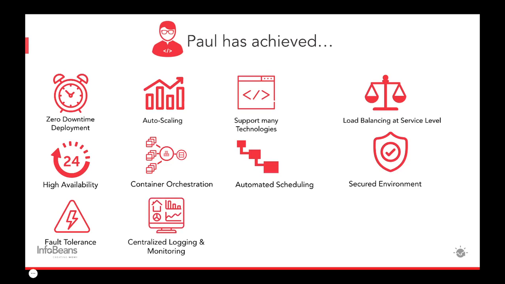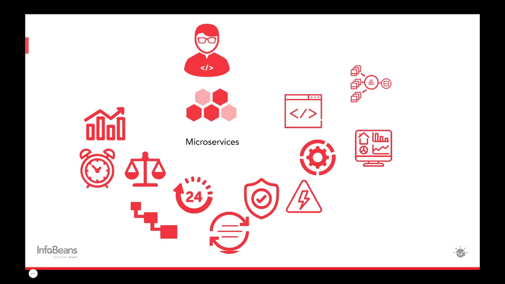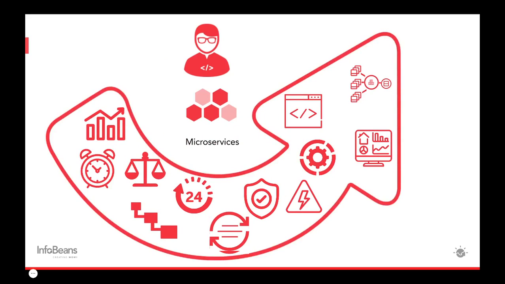Centralized logging and monitoring. Kubernetes provides a centralized logging and monitoring system which helps us to debug and monitor the issues and warnings. Config management. Centralized config management helps in managing microservices in one place. Automated rollouts and rollbacks. It helps in deployments and rolling back the deployments if any issue occurs. And with all these features, Paul has created a wow for the client and team. So, the persona ends here.